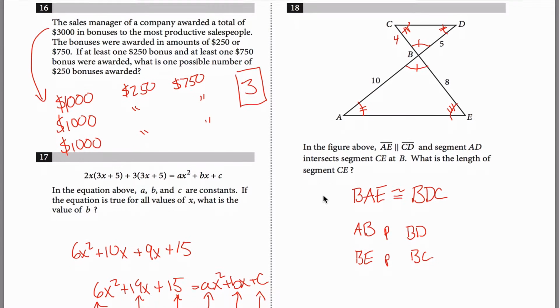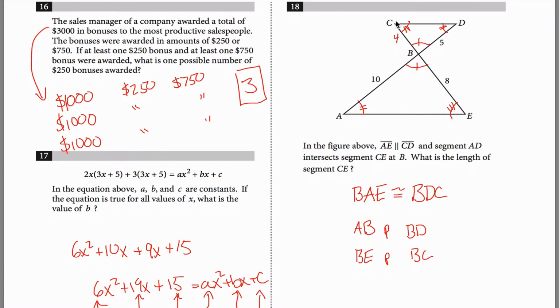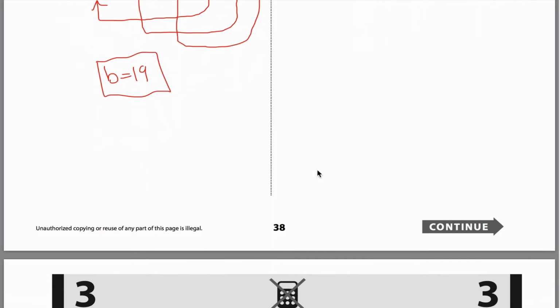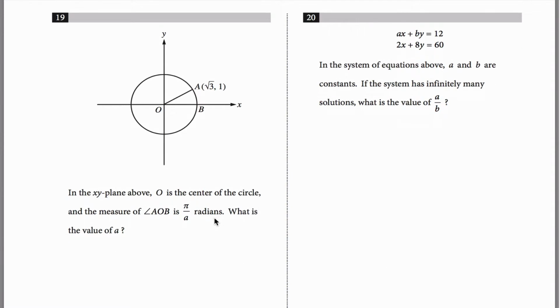But don't put in 4 for your answer because it doesn't ask you what is the length of CB. It asks you for the length of CE. So that's 4 and 8 more. My answer would be 12. 19. In the xy plane, we have a circle centered at the origin, and the measure of this angle right here is pi over a radians. What is the value of little a?